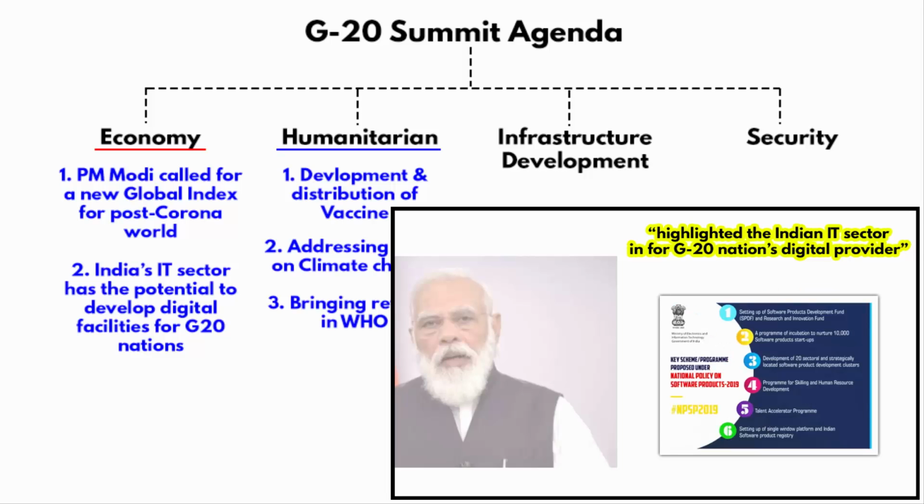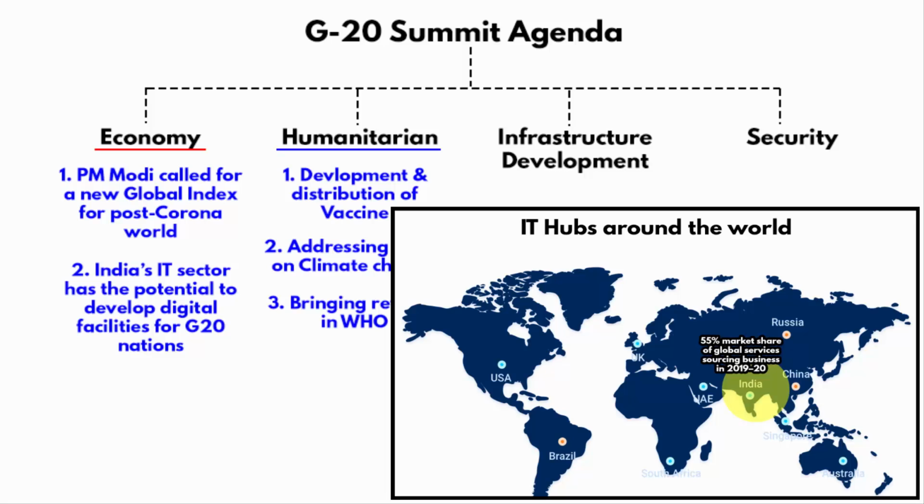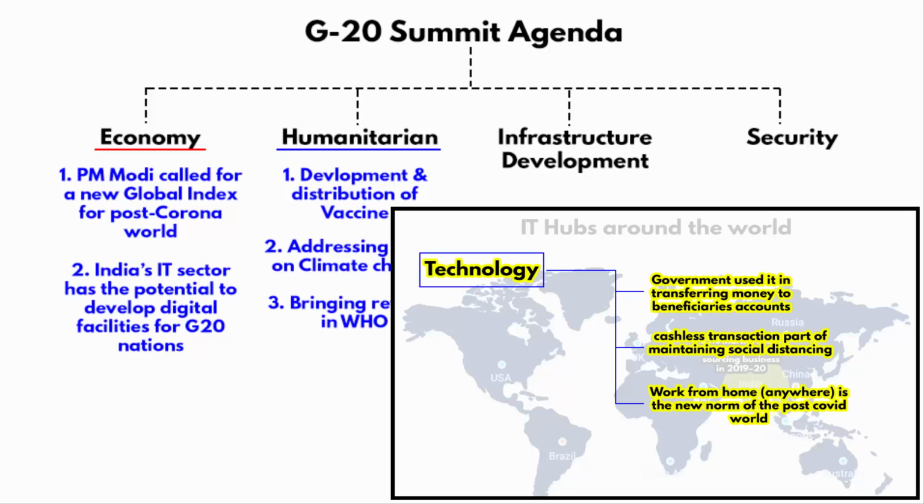Then in the year 2019, the National Policy on Software Products was passed by the Union Cabinet to develop India as a software producing nation. Anyhow, it is a well-known fact that India is the topmost offshoring destination for IT companies across the world. And we also know how technology made life easy during the lockdown. The government used it in transferring money to beneficiaries' accounts. People heavily relied on cashless transactions, as part of maintaining social distancing. And then work from anywhere became the new style in the post-COVID world. So naturally, with all of this, Prime Minister Modi had to mention the Indian IT sector for handling the digital needs of the G20 nations.